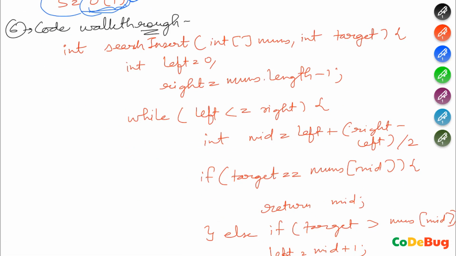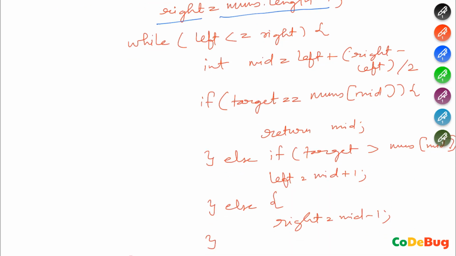The code walkthrough is very simple. We have an array nums and a target, and we have to return the search position. So left is 0, the initial index of the array, right is pointing at the last index of the array, and while left is less than or equal to right, while we can still search, we calculate mid as left plus right minus left by 2. Let's take an example here of why we do so.